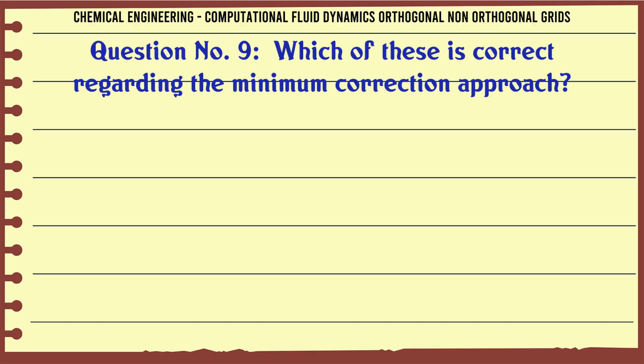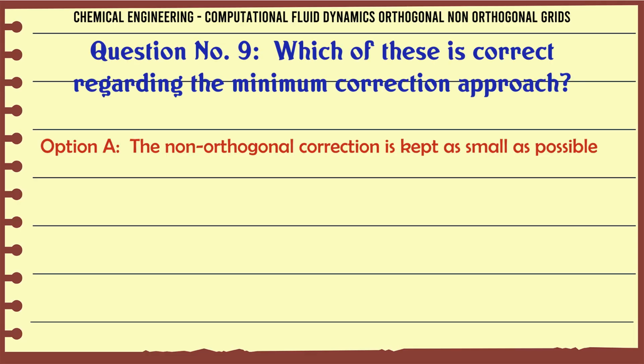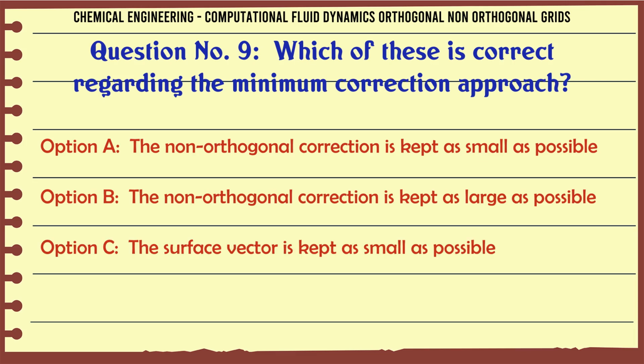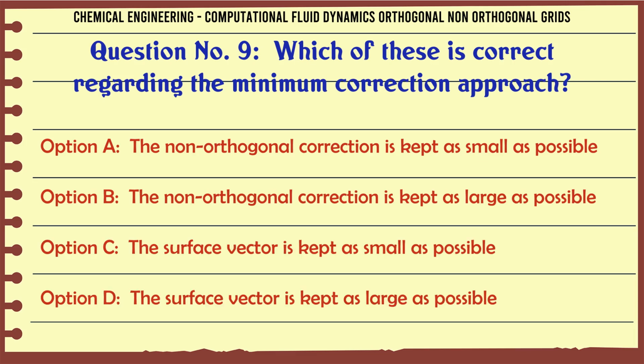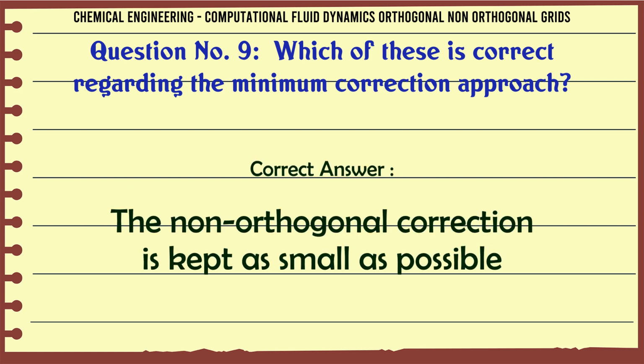Which of these is correct regarding the minimum correction approach? A. The non-orthogonal correction is kept as small as possible. B. The non-orthogonal correction is kept as large as possible. C. The surface vector is kept as small as possible. D. The surface vector is kept as large as possible. The correct answer is the non-orthogonal correction is kept as small as possible.